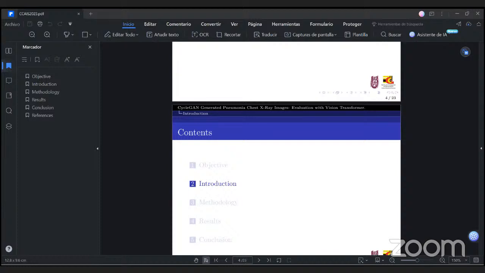Well, this is the architecture of the CycleGAN model we use. It has a 256 by 256 pixel input. First of all, a generative adversarial network, or GAN for short, is a type of deep learning model consisting of two neural networks, a generator network and a discriminator network.